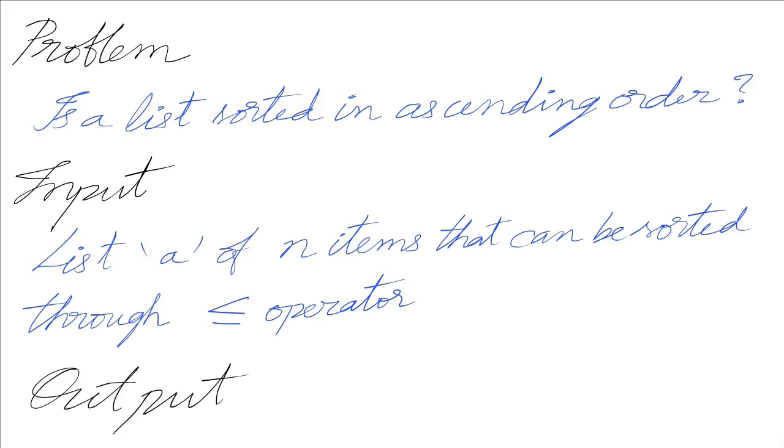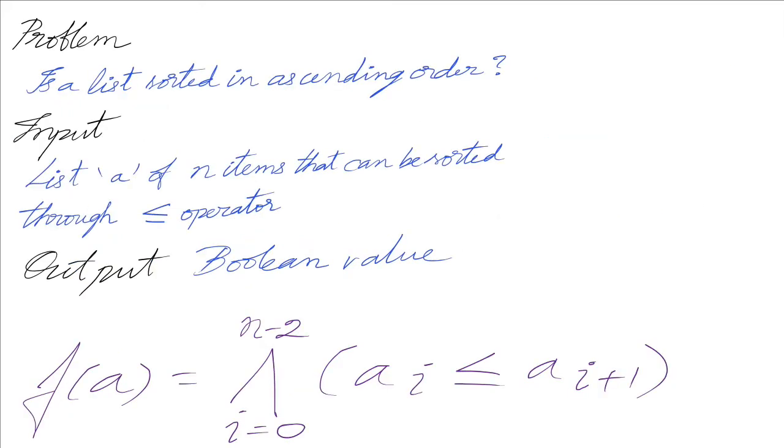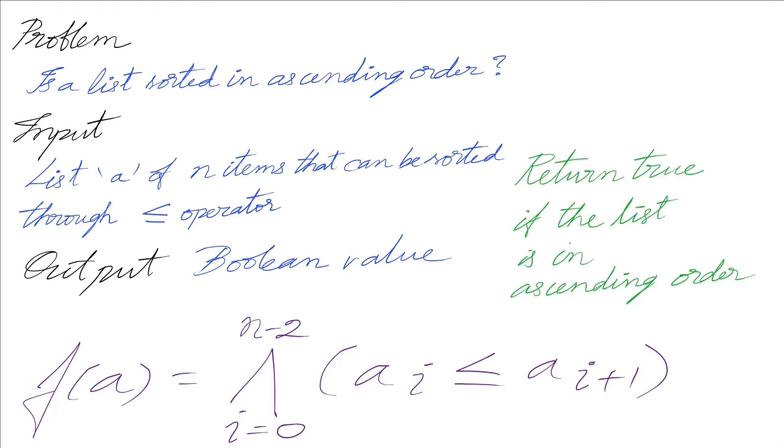The output is a Boolean value, and it can be expressed by this mathematical function where we go from the 0th index of the list all the way to the one element before the last element, and we check if the first element is less than or equal to the next element in that list. And it needs to be an AND operation of all these items to make sure the entire list is in ascending order. So we return true if the list is in ascending order.